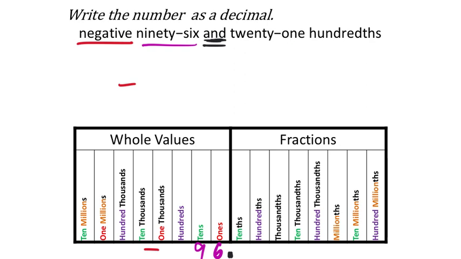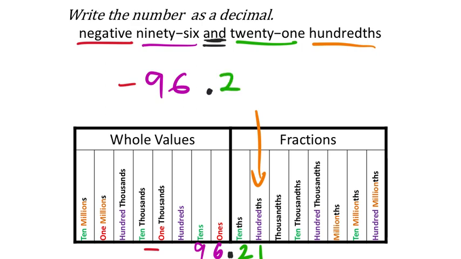Next, it says there's going to be 21 in the hundredths place value. So where's my hundredths? Hundredths is right here. But I need to show that there's 21 of those. So you can work backwards from here. It'd be 1 and then 2. That'd be 21 right there. That's the number that we want. It would be negative 96 and 21 hundredths.